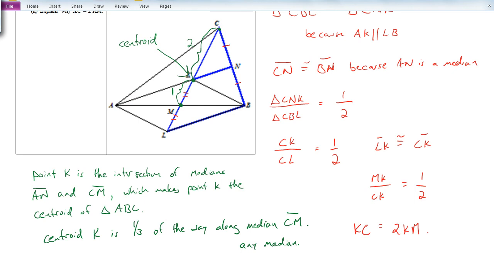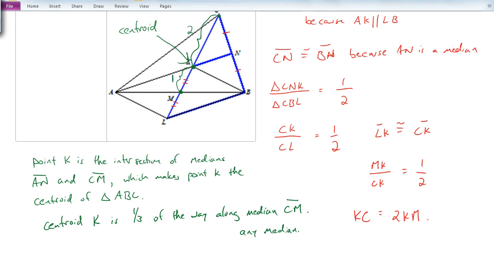So what we're learning here, and this is an important part for the final bit of the worksheet, is that point K is an intersection of medians, is a centroid, and that point lies 1/3 along the way along a median, any median at all.